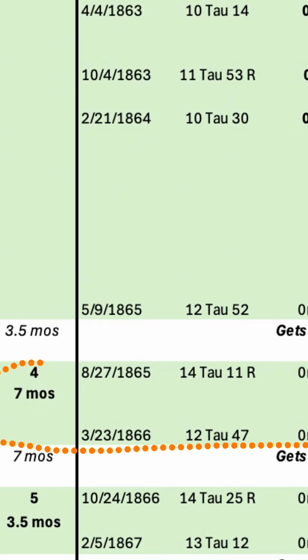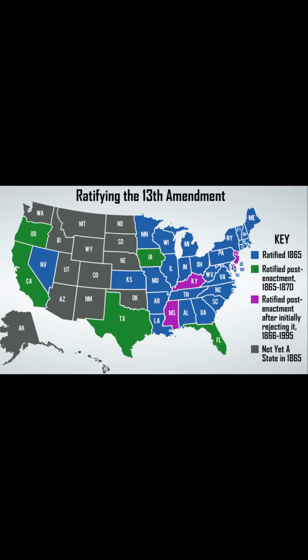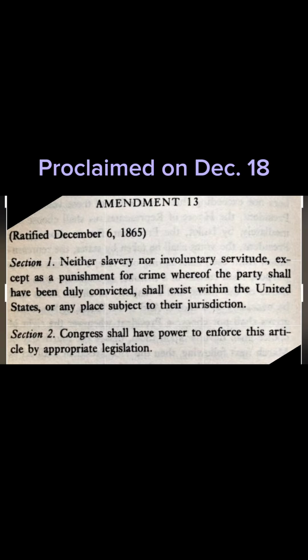Pluto's 4th sub-period, when it was again at 0 declination, lasted 7 months, from August 27, 1865 to March 23, 1866. During this time, the 13th Amendment was ratified, abolishing slavery on December 18, 1865. Very shortly after this, in retaliation, on December 24th, Christmas Eve, 1865, the racist Protestant hate group, the Ku Klux Klan, was formed in Pulaski, Tennessee. They're now considered America's first domestic terrorist group.